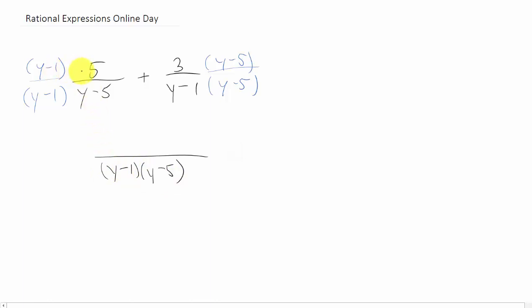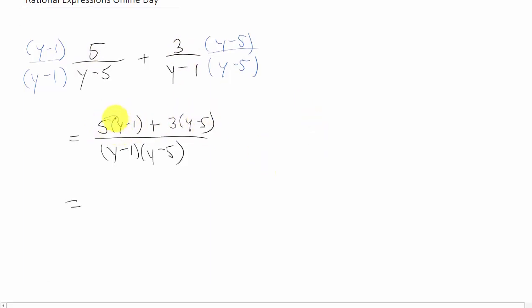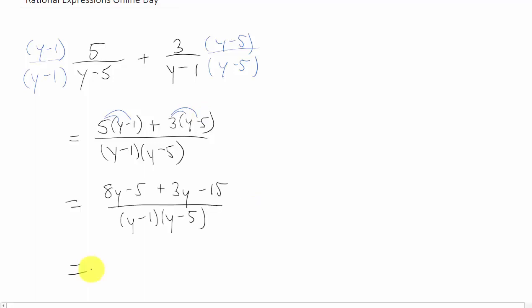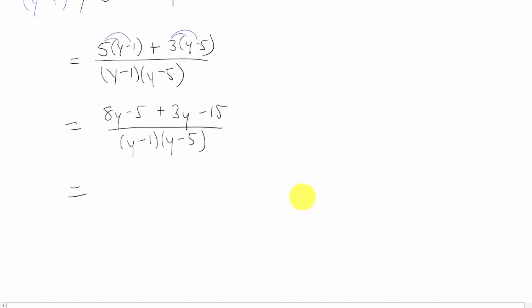What we're left with on the top of this first expression is a 5 times y minus 1, and on the second expression, a 3 times y minus 5. Then, as the last order of business, we want to distribute these two terms in the numerator out and combine like terms. Here I've multiplied everything out, and here I've combined like terms.